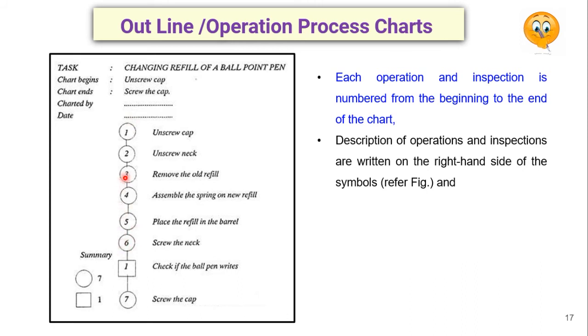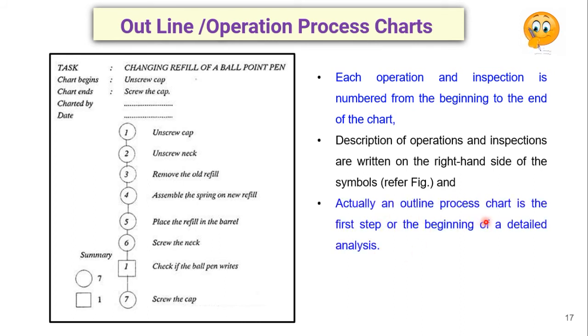Number them 1, 2, 3, 4, 5, 6 and 7, and in between there is a rectangle because we check, we inspect. So we also give the summary. Summary: there are 7 operations and 1 inspection. Okay.